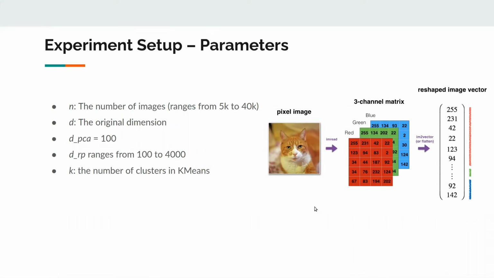I will talk about our experiment and the results. First, let's talk about the configuration parameters of the experiment and how we chose them. Here, n is the number of images. COCO dataset has more than 100,000 images, but we took some subset of different sizes to see the effect of the sample size. D is the dimension of the data in the original space.